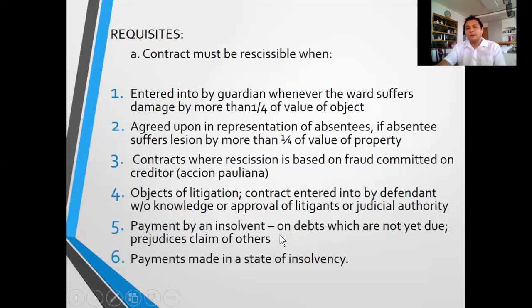So number five, these are payments made by an insolvent person. We have discussed already that a person is insolvent when he is unable to pay his debts when they become due or demandable. But he still has assets, but not enough to pay all of the obligations. In here, the obligations are not yet due, so they are not yet mature. But the insolvent person made the payment erroneously. So there's a mistake.